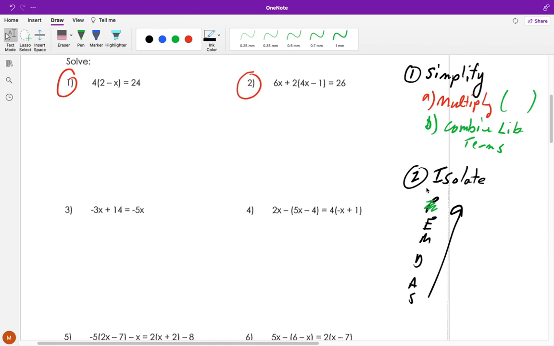And then we'll learn how to solve what's inside of parentheses later on. We'll learn other methods next year, or maybe later on this year if we have time as well. So we look to simplify first. So I see the parentheses, so it's telling me to multiply. So then I'm going to distribute this 4 in.